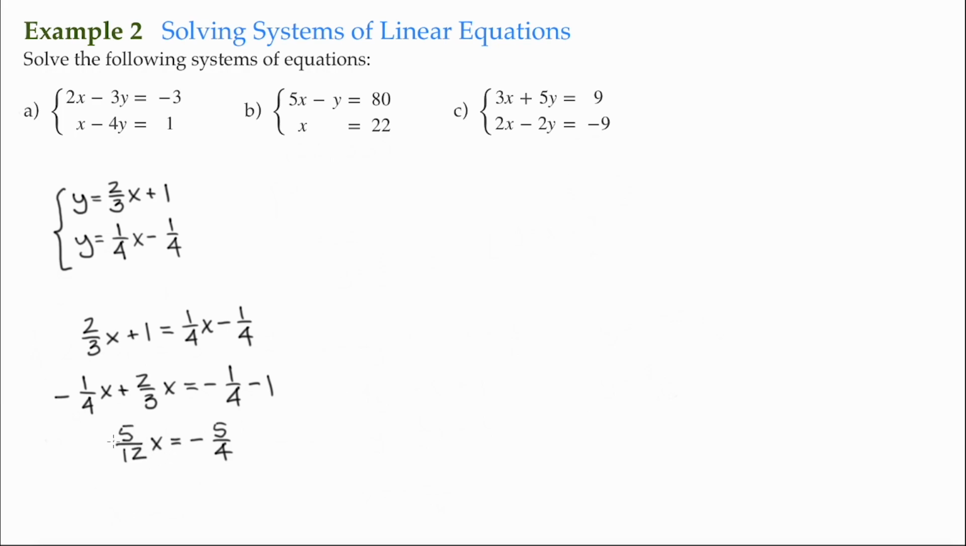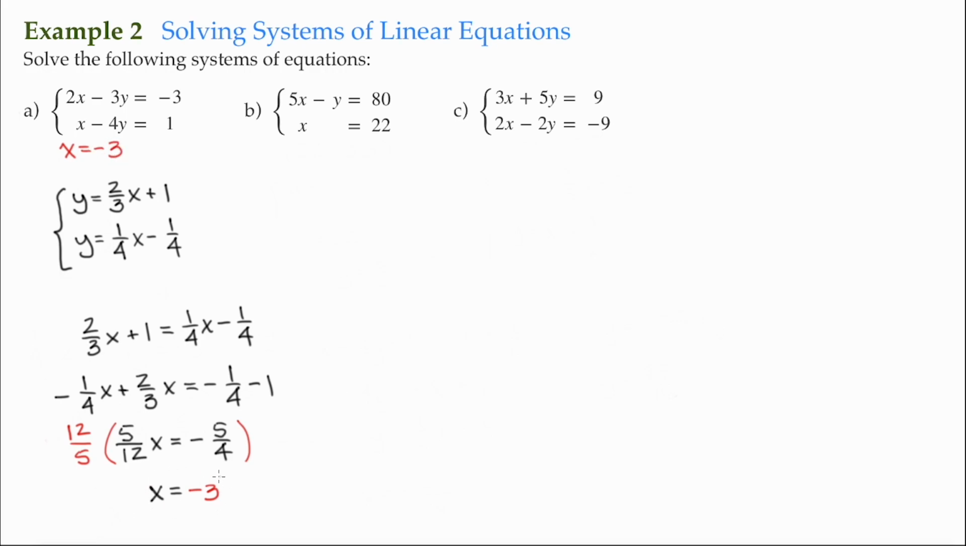So then to solve for x, I can multiply the entire equation here by the reciprocal of 5/12, which of course is 12/5. The idea is 12/5 times 5/12. These will cancel each other. So 12/5 times 5/12, we're left with x. 12/5 times negative 5/4 is negative 3. So here I'm just going to write down x is equal to negative 3.